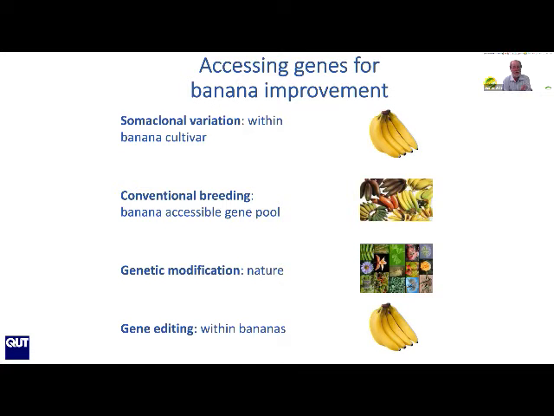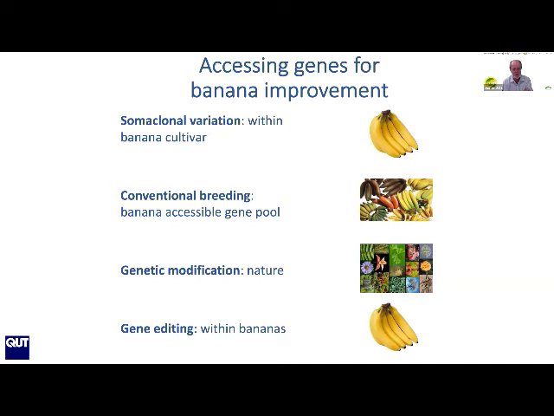So where do we get these genes from? And this is really important. For somaclonal variation, that's within the banana cultivar itself. Really, we're just trying to select out from that cultivar something that has a little bit more tolerance.